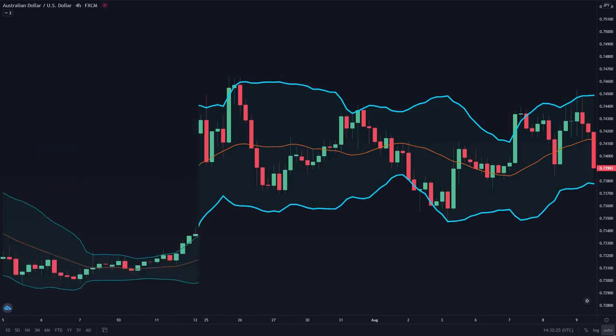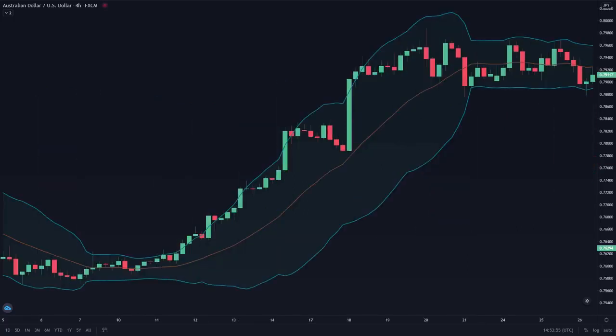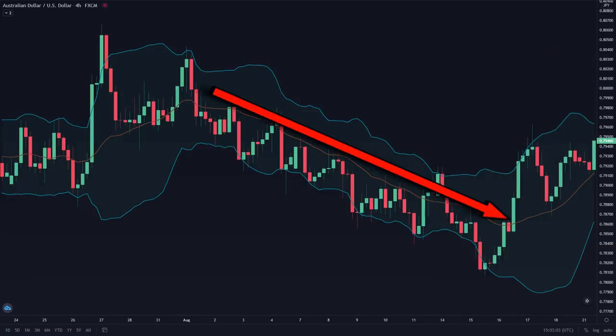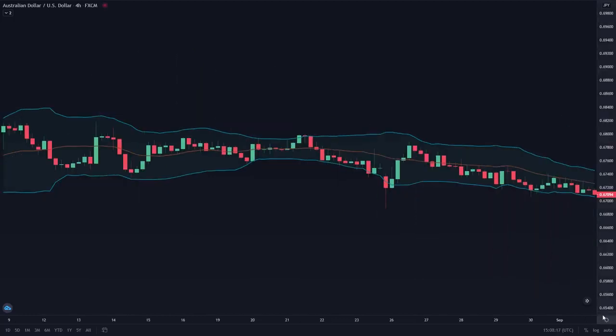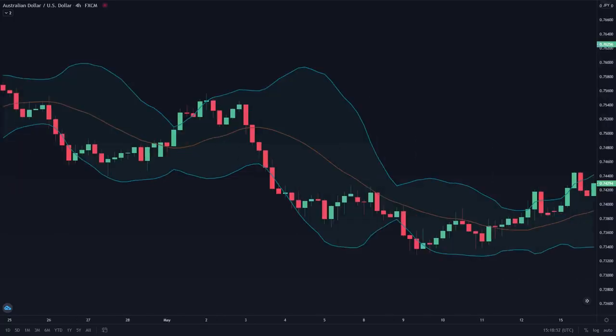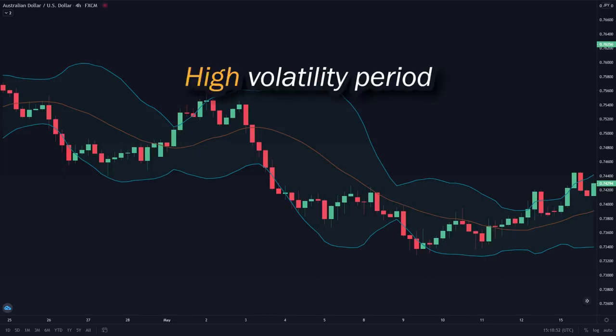below it. The middle line shows the overall direction of the market. If the line is heading upwards, meaning that the market is on an uptrend. And if the line is heading downwards, meaning that the market is on a downtrend. The two standard deviation bands is used to detect the volatility of the market. If the bands are contracting or close together, it means that the market is on a low volatility period. And if the bands are expanding from each other, meaning that the market is on a high volatility period.